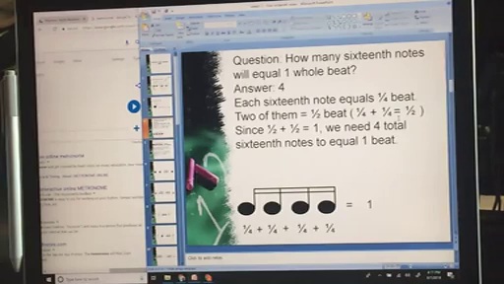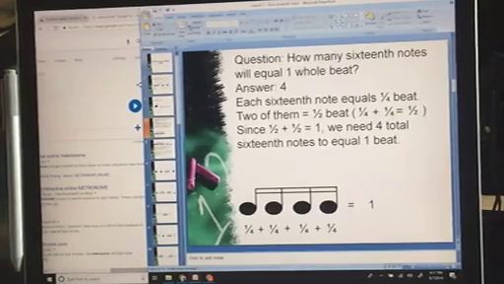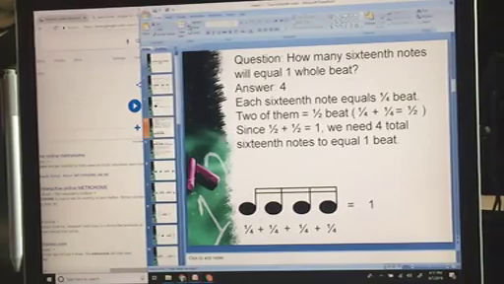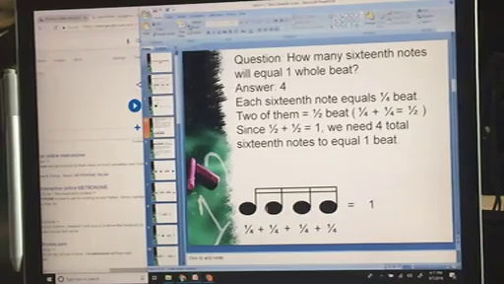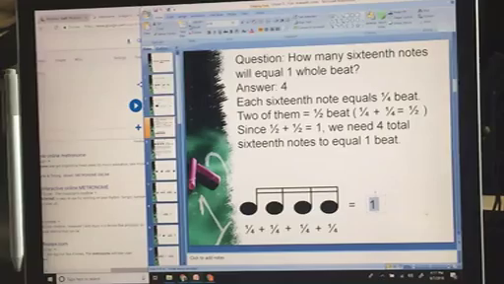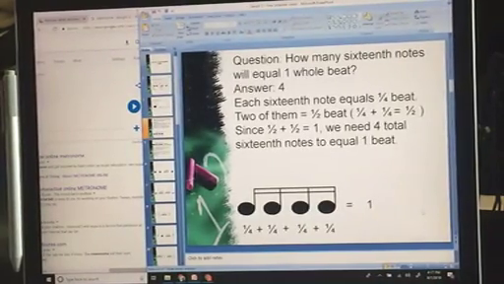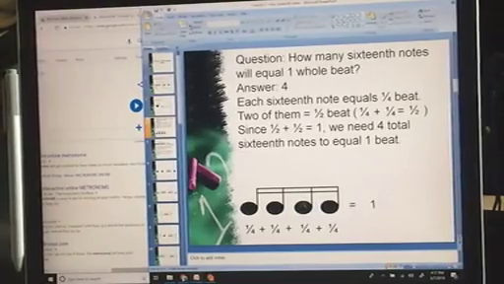2/4 can be reduced to 1/2. So 1/4 plus 1/4 equals 1/2. So 2 of these equals 1/2 of a beat. So these two are 1/2. That means these two, when you add them up, is 1/2 as well. These two, 1/2, plus these two, 1/2. 1/2 plus 1/2 gives you 1 whole beat. So you need 4 16th notes to equal 1 beat.